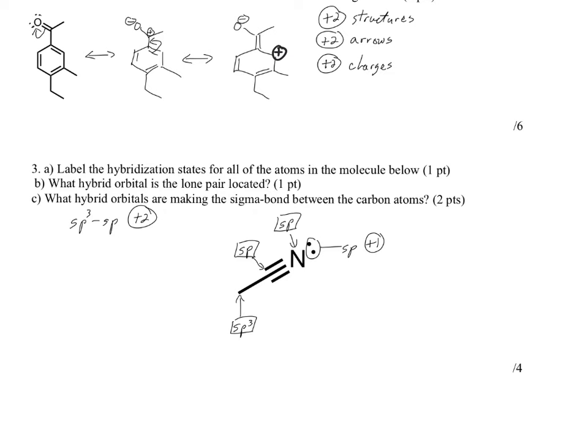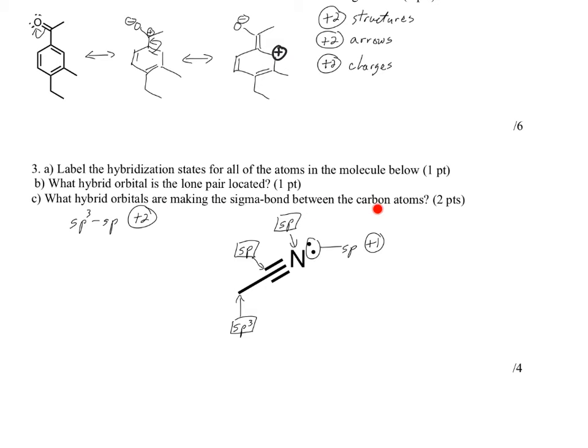And this carbon right here is sp3 hybridized, of course, because it has no pi bonds. So what hybrid orbital is a lone pair located in? This lone pair is located in an sp hybrid orbital. That's because when you're sp hybridized, you have 4 hybrid orbitals. 2 of them are p orbitals, and the other 2 are sp orbitals. So one of these orbitals in the nitrogen is an sp orbital being used for the sigma bond, and the other one doesn't make a bond, but it holds the lone pair. So that's where the lone pair is at.